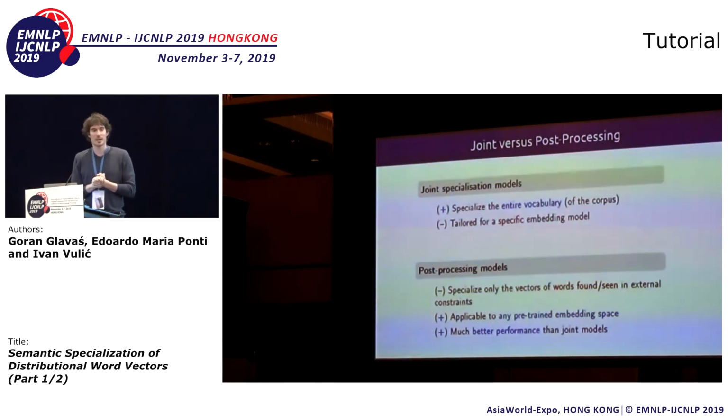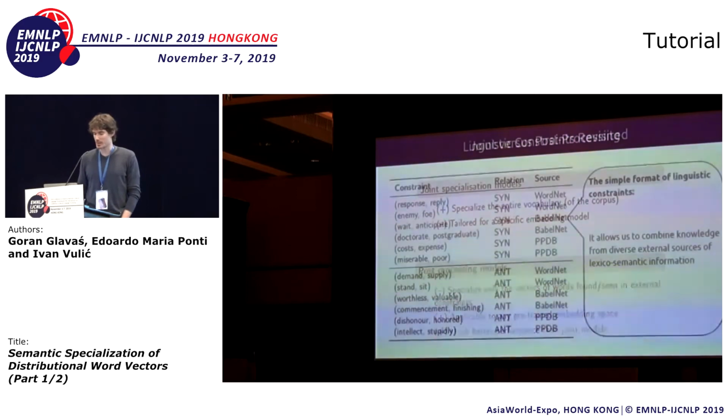The problem is that the first retrofitting post-processing models can affect only vectors of words that are seen in external resources. Also, empirically, people found out, although there is no theoretical proof for that, that usually you get much better performance with these post-processing models, because with joint models maybe you need to do extensive hyperparameter fine-tuning, which is again really expensive because you have large corpora, etc. So the joint work has been replaced by post-processing methods recently.